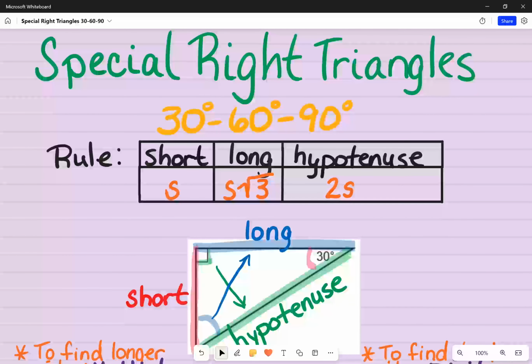Today I will be demonstrating how to use the rule for a special right triangle, specifically 30, 60, 90. So the rule shows us that it's going to have the short side that correlates with the variable s. You can use any variable that you want. I'm using s for sides. The long side, then the rule says that it's going to be s times the root of 3. And for your hypotenuse, it's going to be 2 times the variable s.